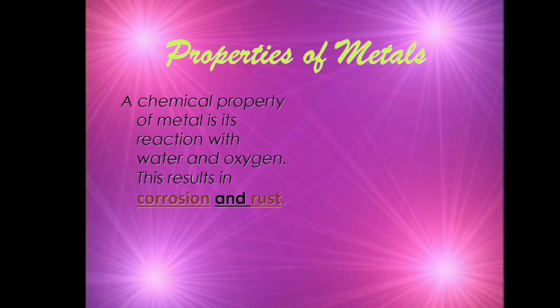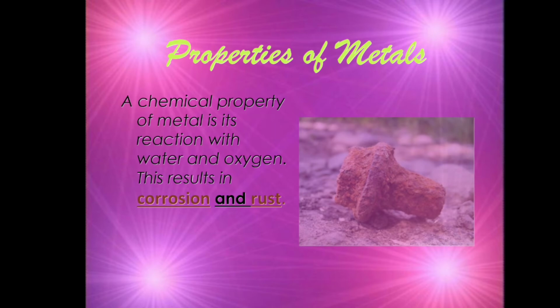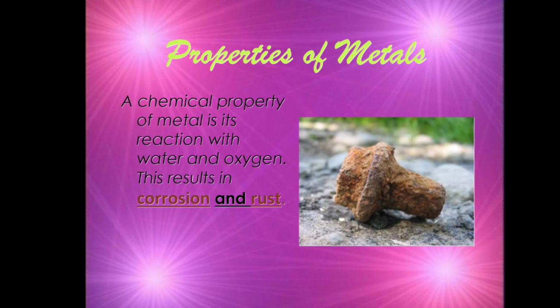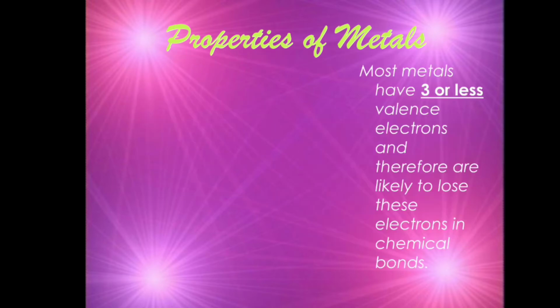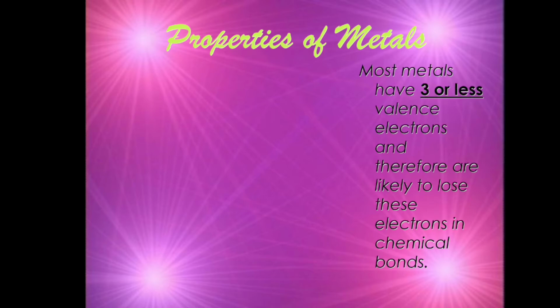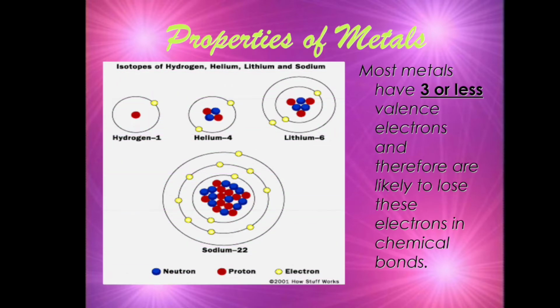Then a chemical property of metals is its reaction with water and oxygen. This results in corrosion and rust. Most metals have 3 or fewer valence electrons and therefore are likely to lose these electrons in chemical bonds.